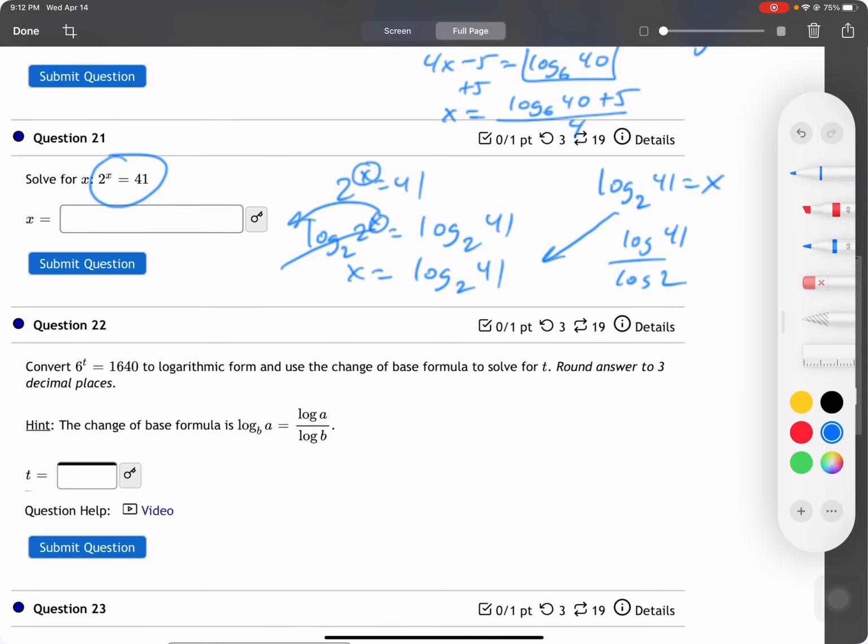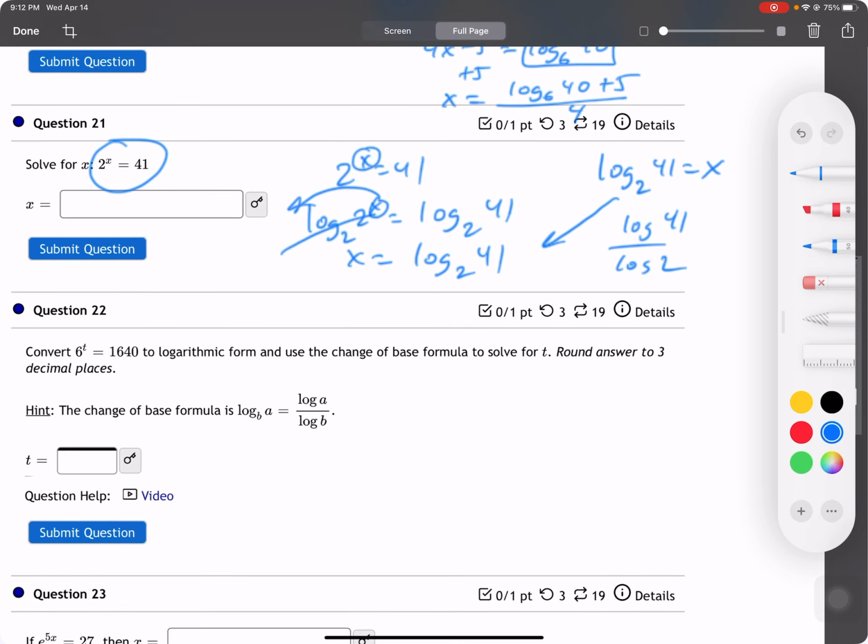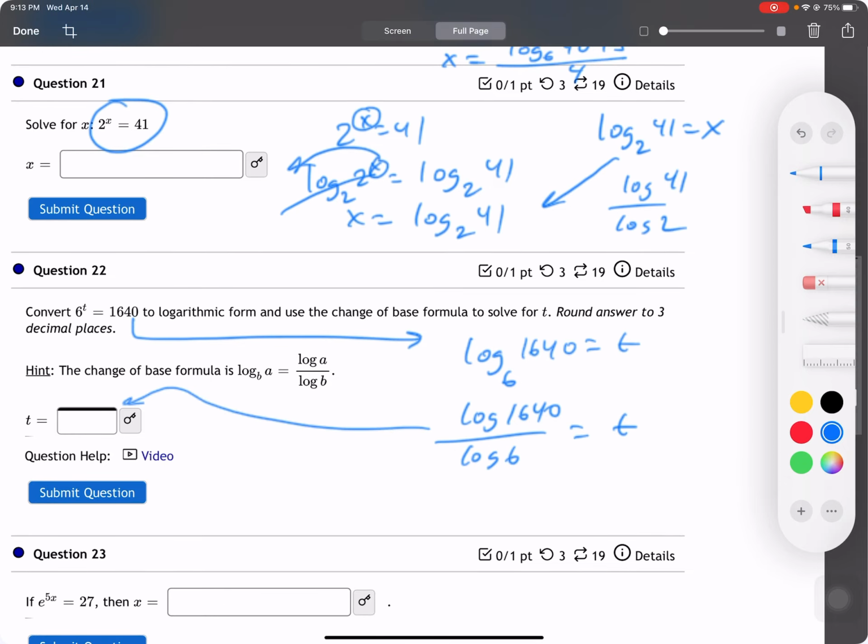Okay, number 22, convert 6 to the t power equals 1640 to a logarithmic form, and then they want us to solve for t. Okay, let's change it. So to write this in log form is log base 6 of 1640 equals t, right? That's our identity. And we can rewrite this as log of 1640 divided by log of 6. And that calculator answer will solve that for us.